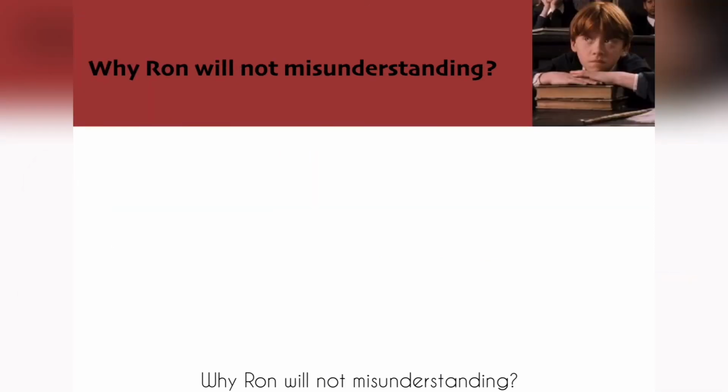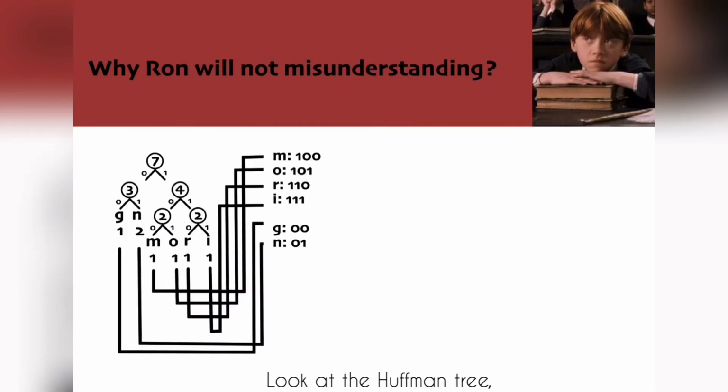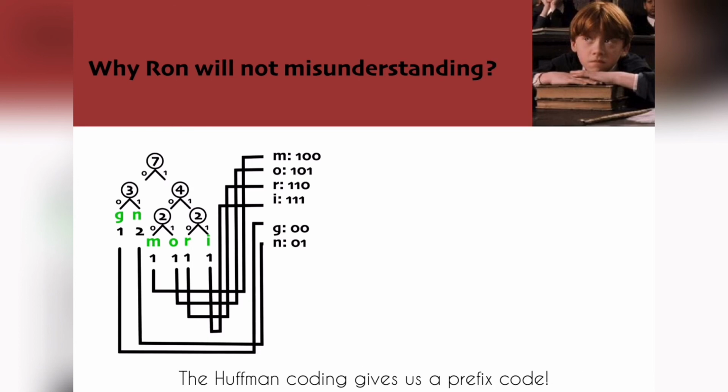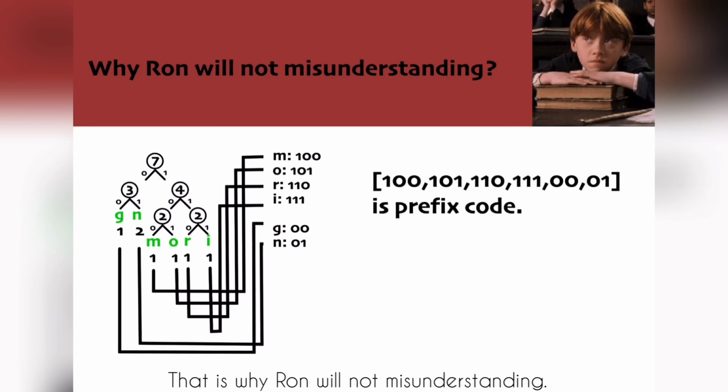Why will Ron not misunderstand? Look at the Huffman tree. No leaf is another leaf's parent, which means no code word is another code word's prefix. Huffman coding gives us a prefix code. That is why Ron will not misunderstand.